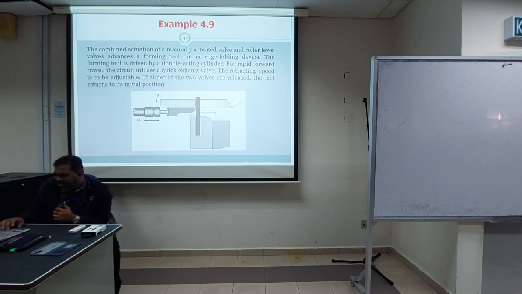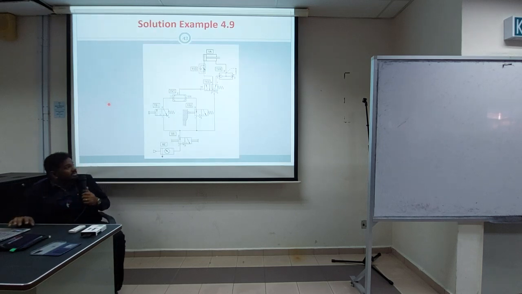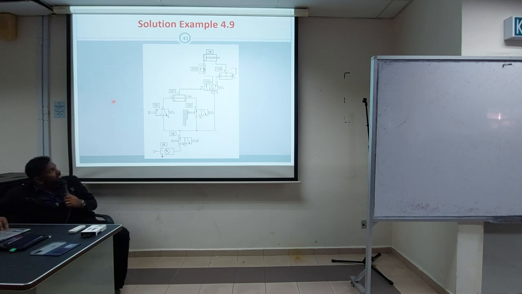Okay, so industrial application. The forming tool is driven by a double acting cylinder. So the rapid forward travel, the circuit utilizes a quick exhaust valve. The retracting speed is to be adjustable. If either one of the two valves are released, the tool returns to the initial position. So boleh tengok dekat sini. So you have a condition.